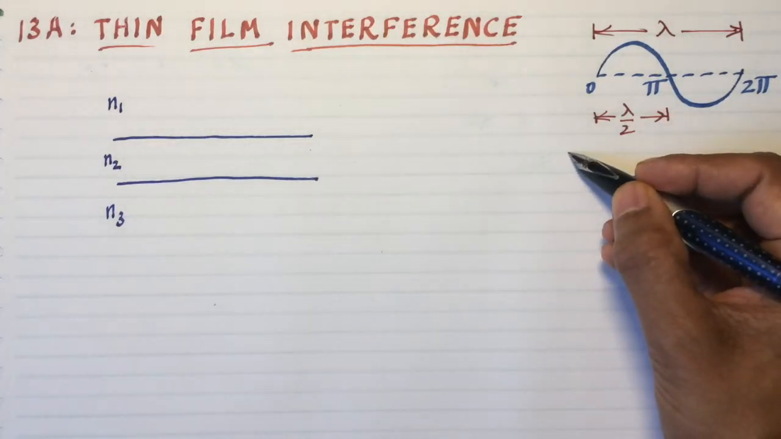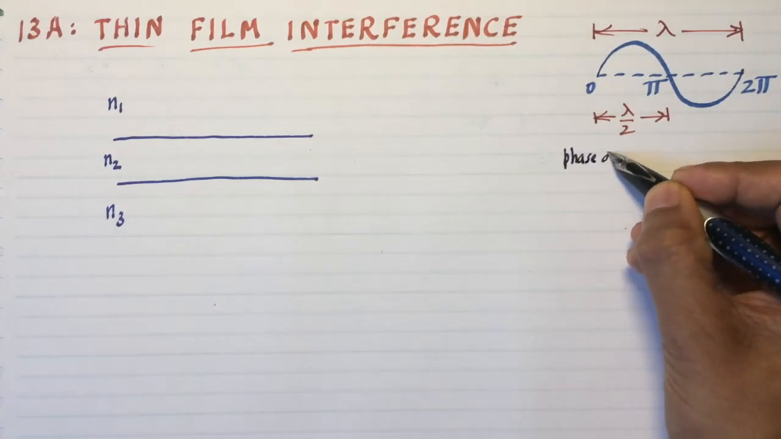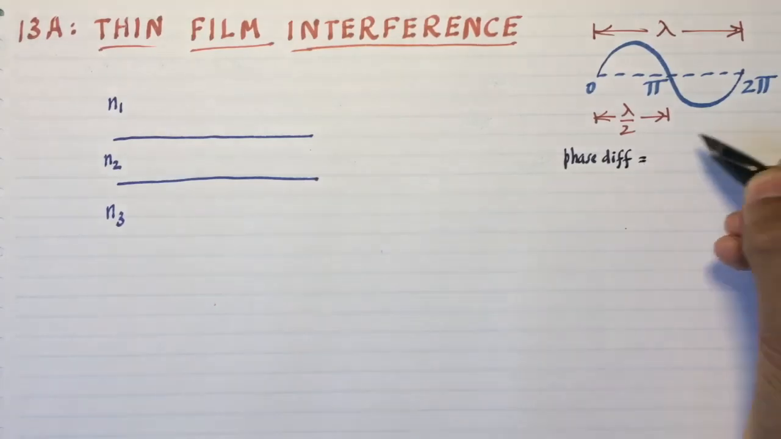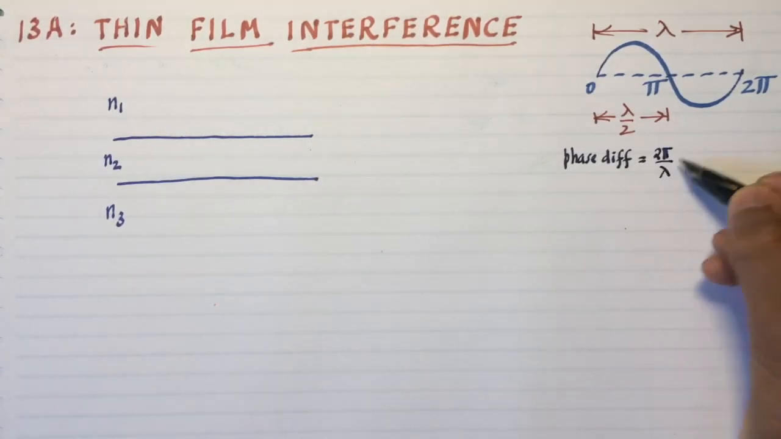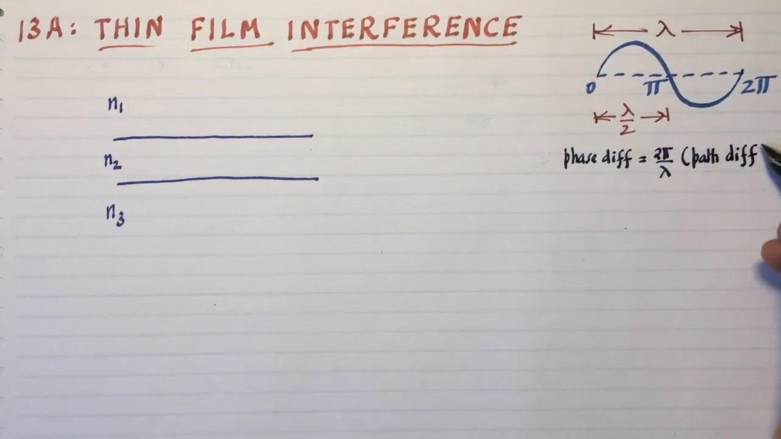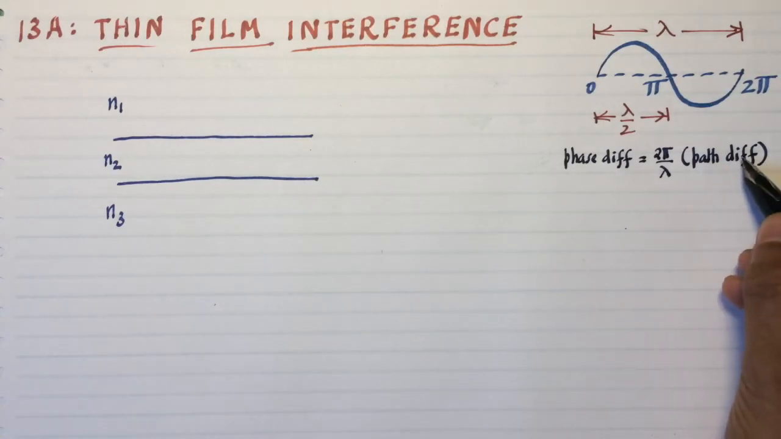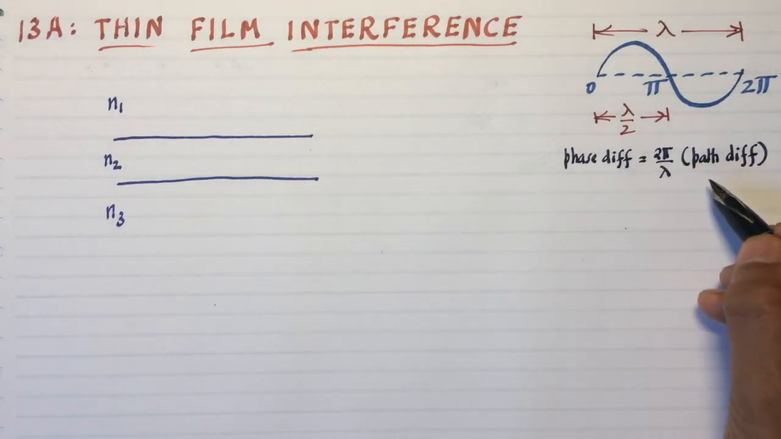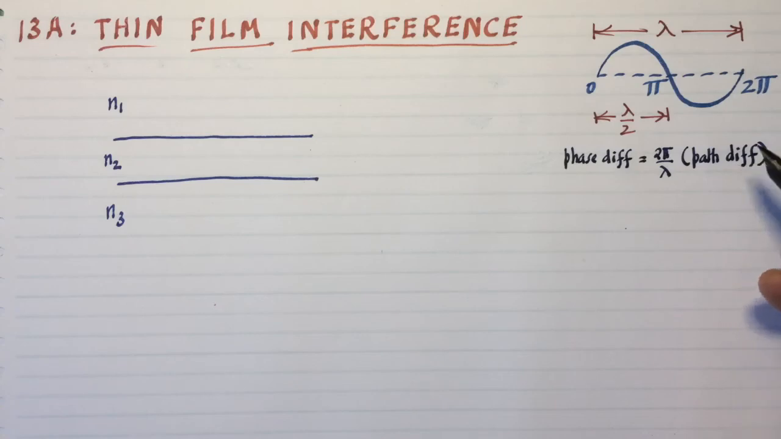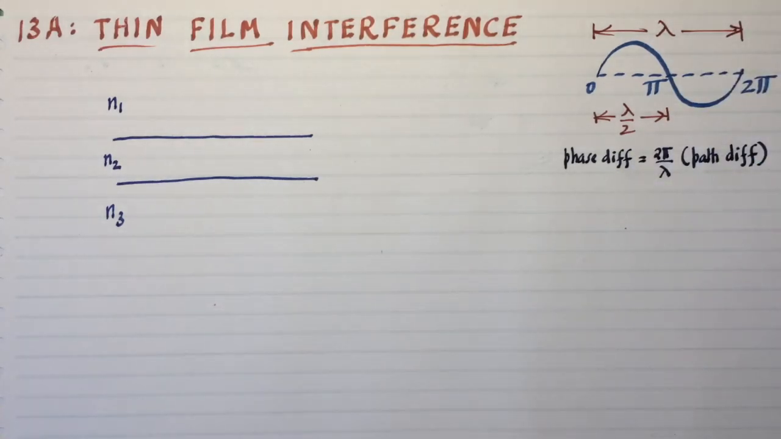In general, the relationship is as follows. The phase difference is equal to 2 pi by lambda times the path difference. So you can substitute the path difference equals lambda, you get the phase difference 2 pi. The path difference is lambda by 2, you get the phase difference equal to pi. And for any other path difference that's not one of these, you'll get some intermediate value of the phase difference. That's a very basic principle that we need for studying thin film interference.